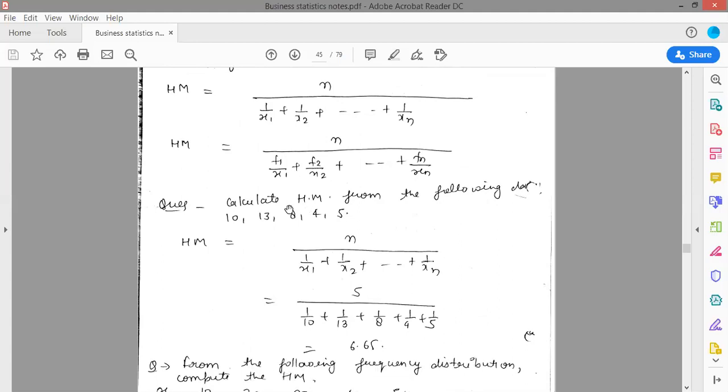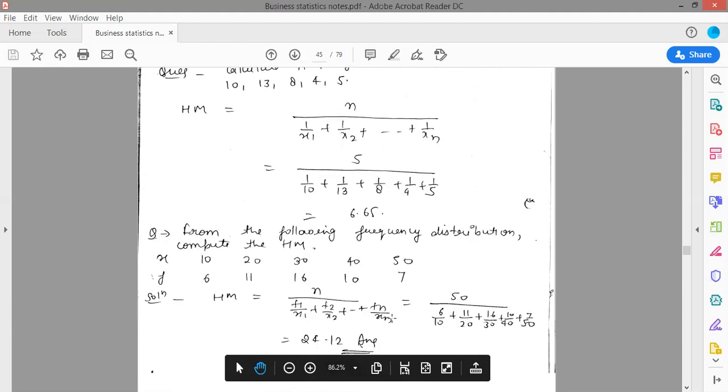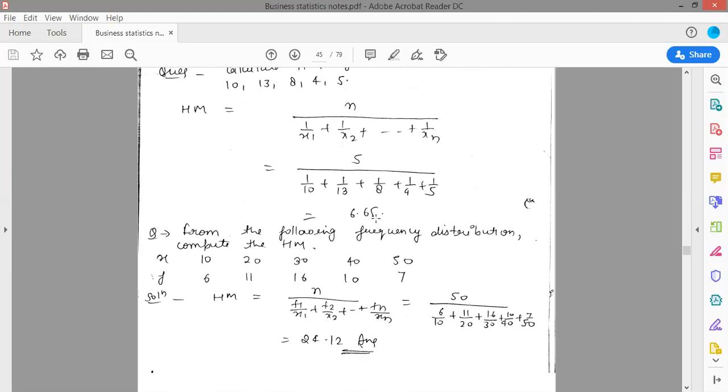So you have your data 10, 13, 8, 4, 5. That means the first variable x1, x2, x3, x4, x5. And your formula is n upon 1 upon x1 plus 1 upon x2 plus and so on 1 upon xn. So n is 5, so 5 upon this value. And after calculation, the harmonic mean is equal to 6.65.